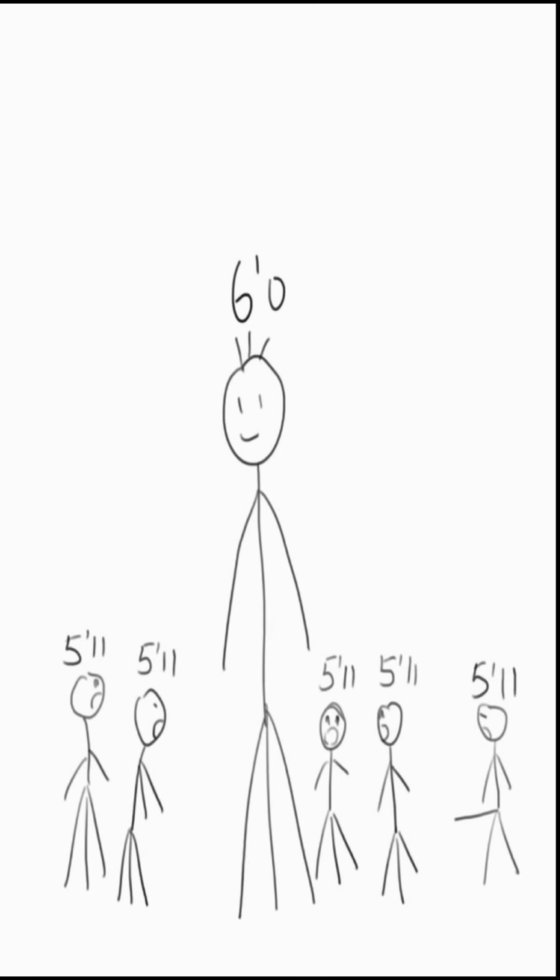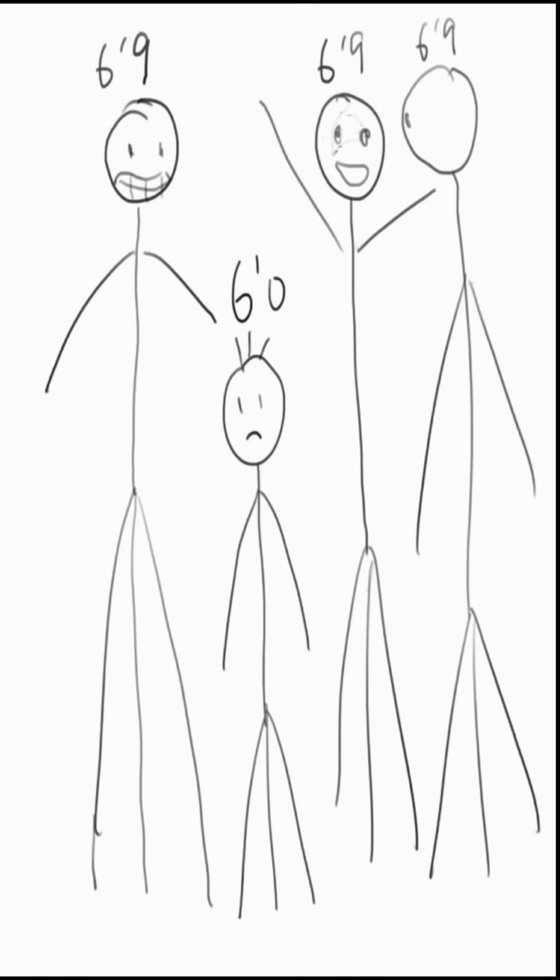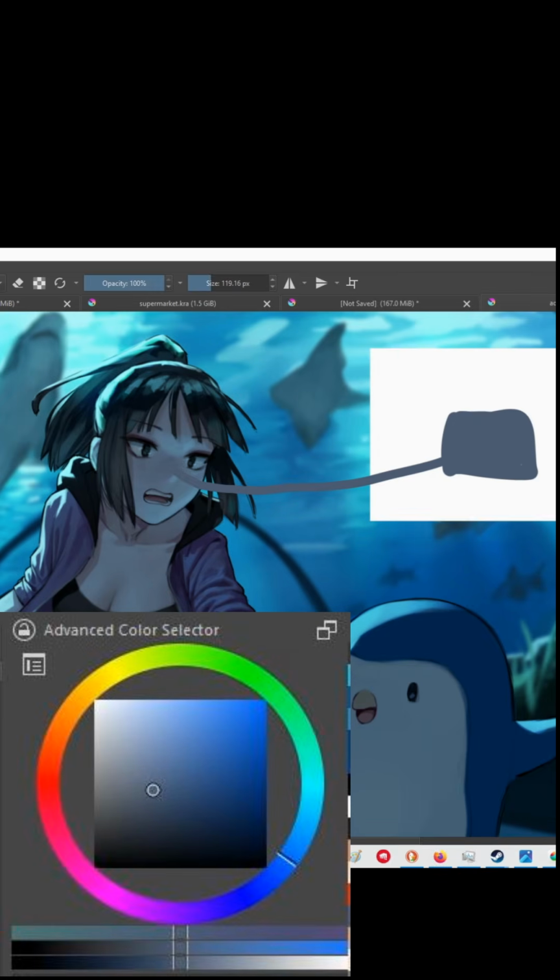A 6 feet guy may look very tall around a bunch of 5'11s, but if you put him in a room full of 6'9s, suddenly he looks kinda short. That's why against the white background, this color reads as blue, but against the saturated blue, it looks kinda reddish because it's more red than the blue in the background.